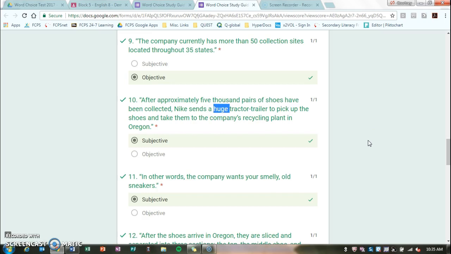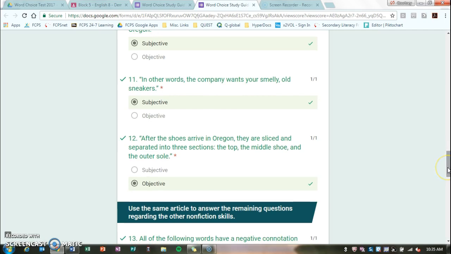When we think of a tractor trailer, what I think of as a huge tractor trailer may differ from what you think that is. So again, this is a little tricky, but this one word is going to make this statement subjective. Number 11, in other words, the company wants your smelly old sneakers. That is subjective. The words smelly and old make it argumentative. We could argue it, that's someone's opinion. And number 12, after those shoes arrive in Oregon, they are sliced and separated into 3 sections, the top, the middle shoe, and the outer sole.